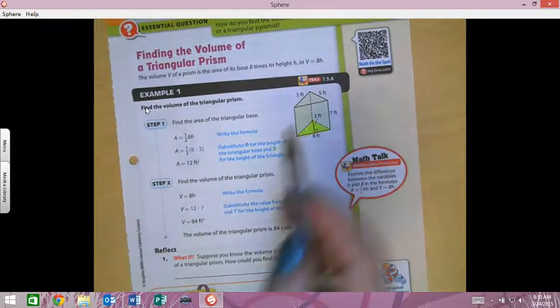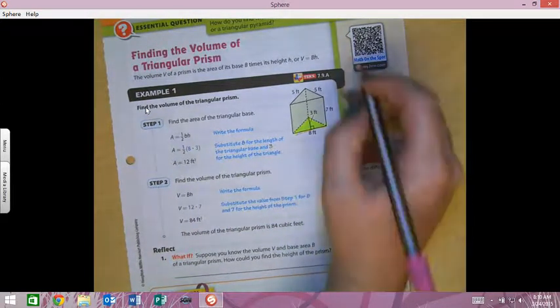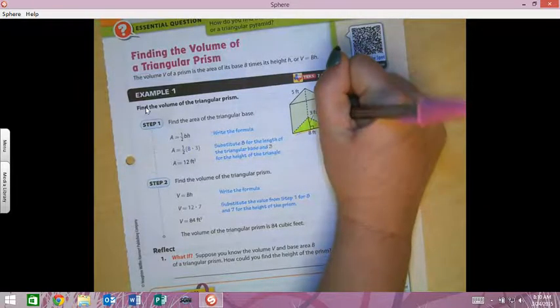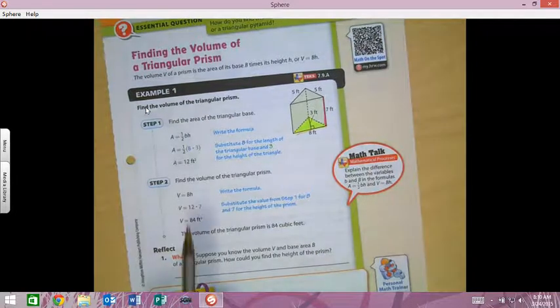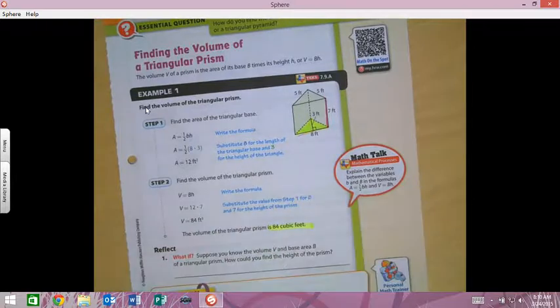Now we can plug that into our volume formula. And we do 12 times. Now what we have to find is the height of the prism, which is this right here. This is the height of your prism. That's 7 feet. So we would do 12 times 7, which is 84 cubic feet. So the volume of our prism is going to be 84 cubic feet. That's our final answer.